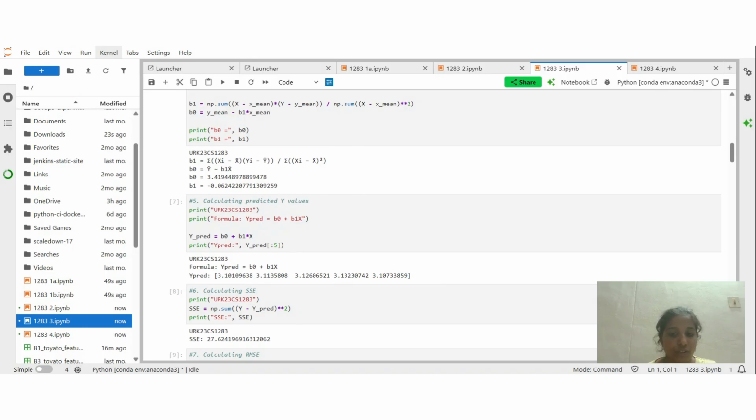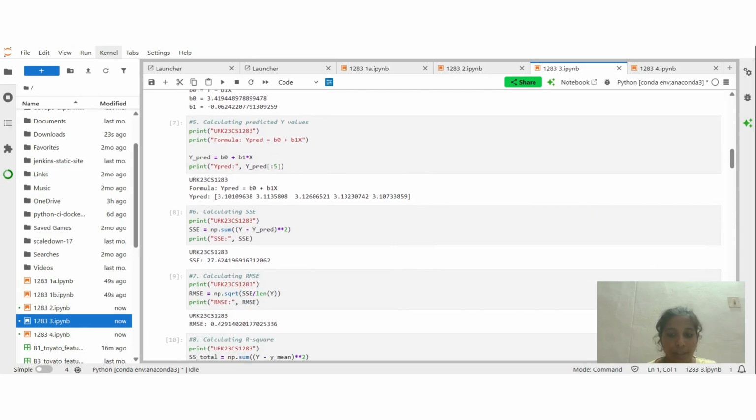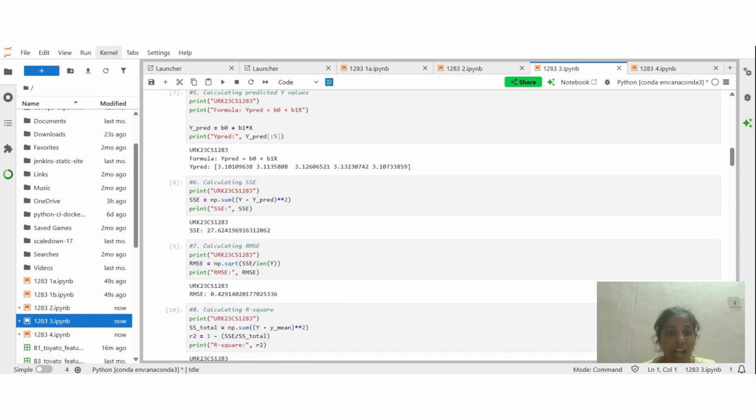And fifth question is calculate y pred. Y pred is nothing but an equation like y is equal to b naught plus b1 x, like a linear regression. I use the regression equation to predict the output values.